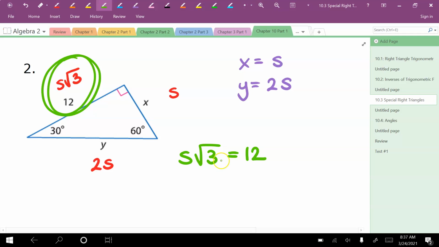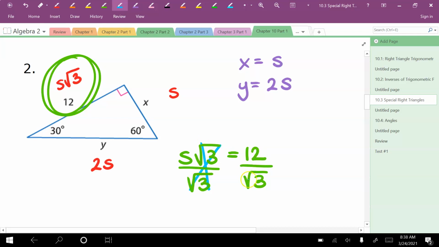Good. Divide by that radical, because right now it's s times the square root of 3. So I'm going to divide by the square root of 3 on both sides, like that. Now on the left side, those square roots are going to go away. The square root of 3 over the square root of 3 becomes a 1. So I'm left with s.